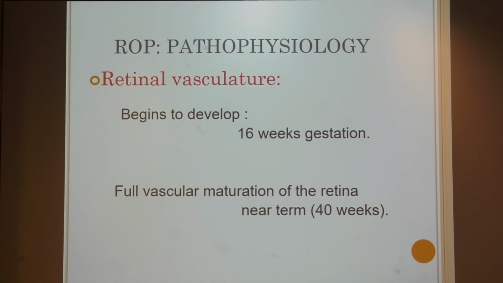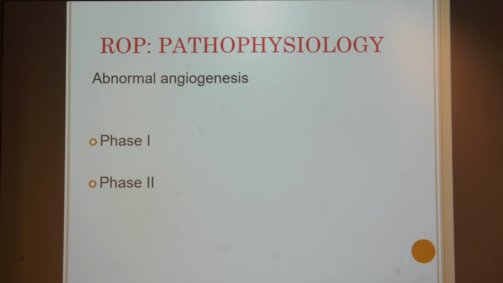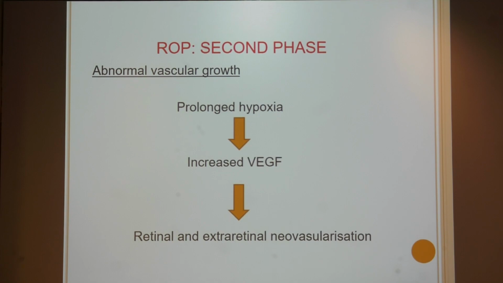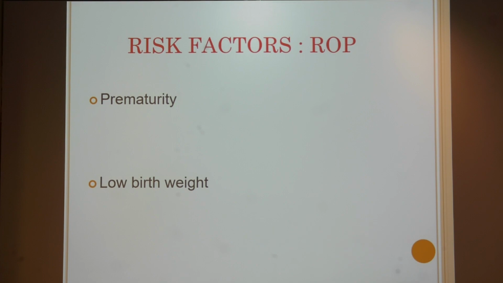Usually, retinal vasculature begins to develop by 16 weeks of gestation, and full retina matures near term at around 40 weeks. When ROP forms, there are two phases which are observed. In phase 1, there is relative hyperoxia with downregulation of VEGF, which causes vasoconstriction and avascular peripheral retina. In second phase of the ROP, there is abnormal vascular growth because of increased VEGF secretions, which causes retinal and extraretinal neovascularization.